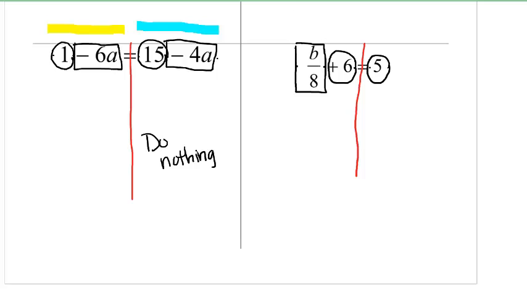Let's say this one's the yellow side. I only have a square and a circle, and I don't have more than one of each, so I can't do anything on that side. On the other side, I only have a circle, so I can't do anything. So at this point, we're going to do nothing. All right, that's it. We're just practicing simplifying one more time, but we're doing it on 2 different sides of an equation. Make sure you have your line down the center, and you'll do great.